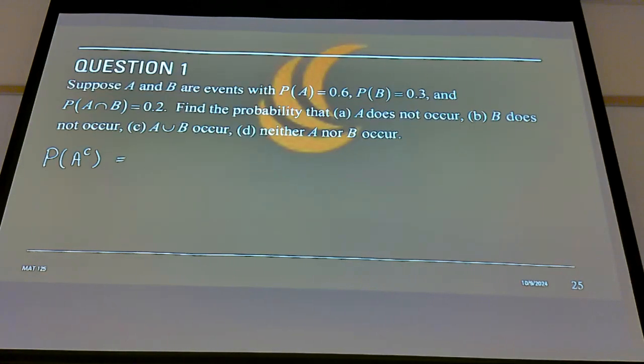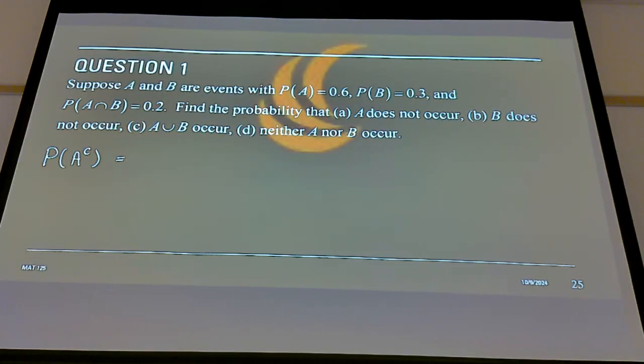So let's think about this logically. A intersected with A complement. What is the probability of that? It's 0, right? You can't have both A occur and not occur. What is the probability of A union with A complement? 1. It's guaranteed. Either A occurs or it doesn't occur. One of those two is guaranteed to happen.